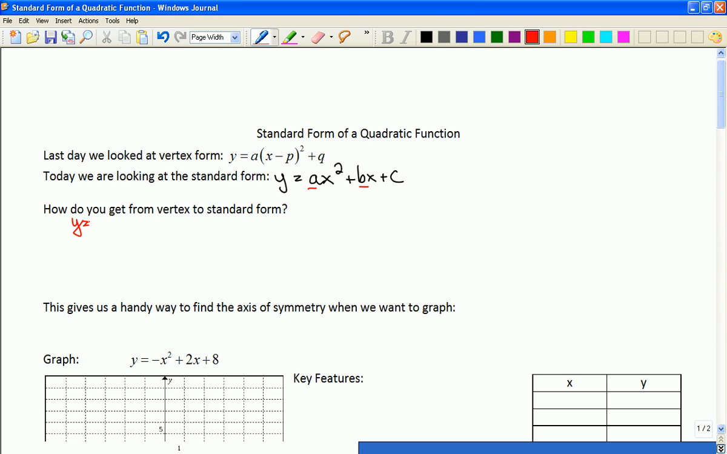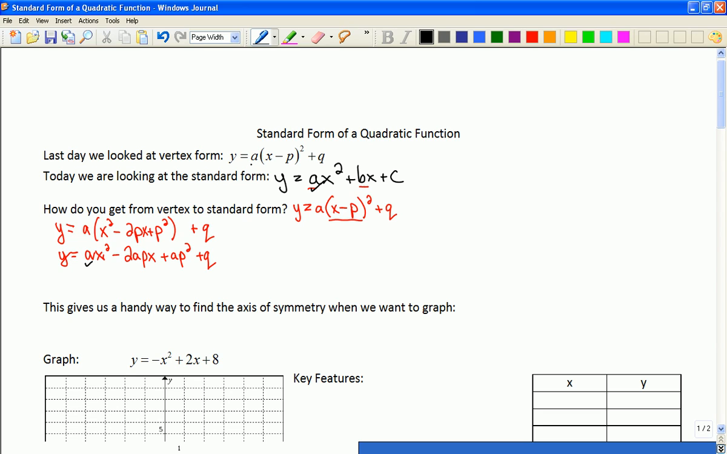And what I'm going to do is, why don't we just start here with our vertex form, just to give us some reference for where we're going. If I expand these brackets, I would get y equals a(x squared minus 2px plus p squared) plus q. And now if I distribute that a, I'll get y equals ax squared minus 2apx plus ap squared plus q. So one thing is the x squared term still has the same coefficient as we did before, which is a. So that doesn't change. But some of the other ones do.